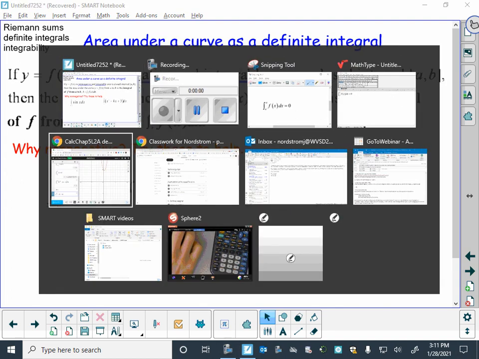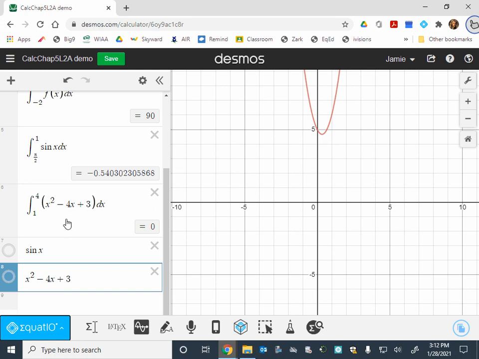So I'm going to grab this Desmos doc here again, and you can see on this particular line, I've got the definite integral from pi over 2 to 1 of sine x dx, and it says it's negative 0.54 or something. Well, as an area, that doesn't make a heck of a lot of sense, and even less so the integral from 1 to 4 of x squared minus 4x plus 3 is equal to 0. And it would seem like 0 shouldn't be a valid answer to that. Well, let's take a look at the sine graph and see if we can figure out what's going on here.